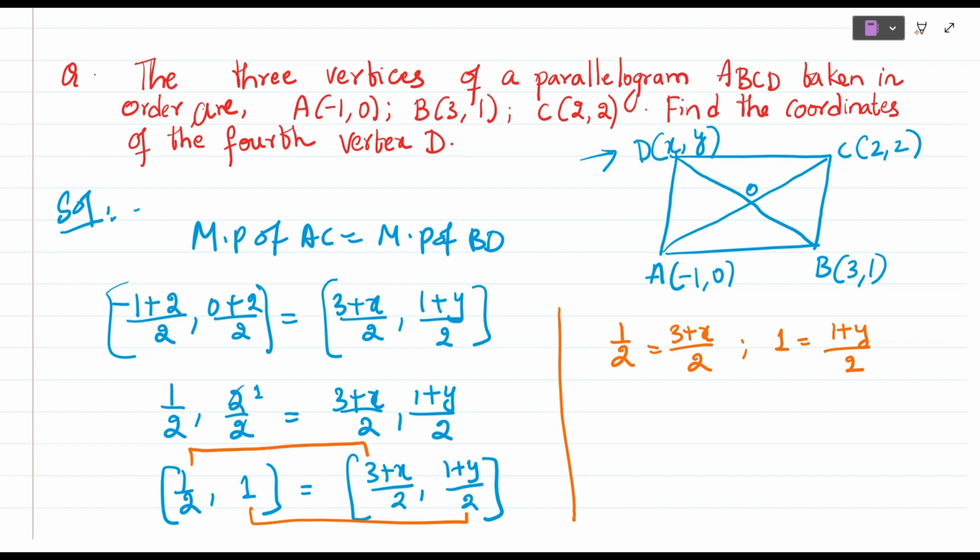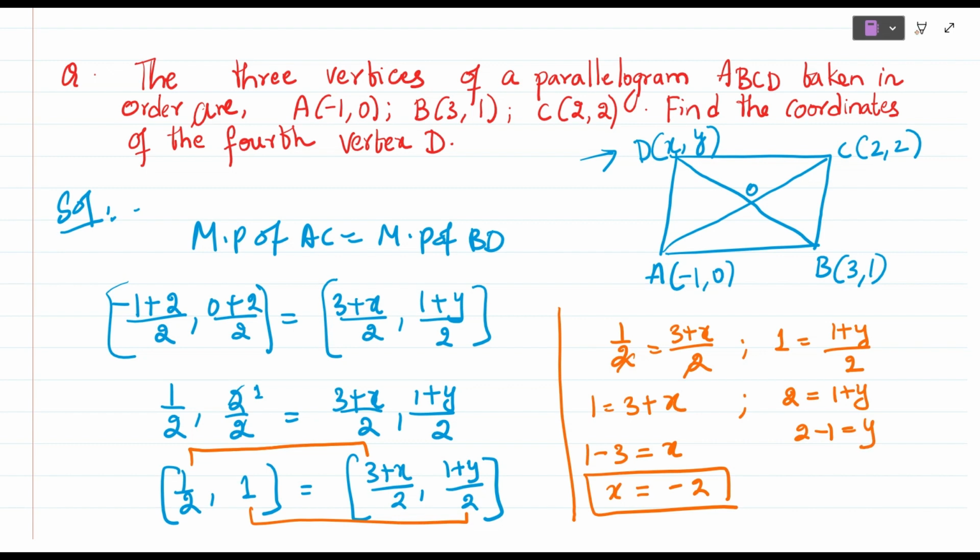Now here cancel 2 in the denominators on both sides: 1 will be equal to 3 plus x. So, transpose, students, and simplify. Therefore, x will be equal to minus 2. Understood? Next, coming to y: 2 is equal to 1 plus y, 2 minus 1 is equal to y, and y is equal to 1. Did you understand, students? Very, very easy now.